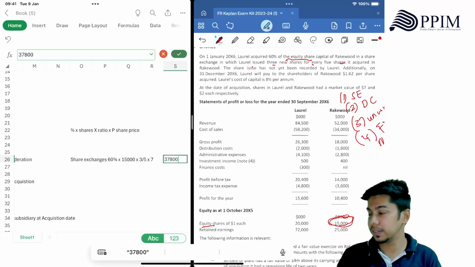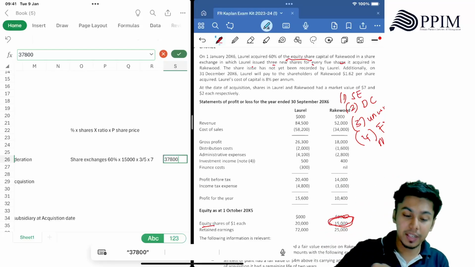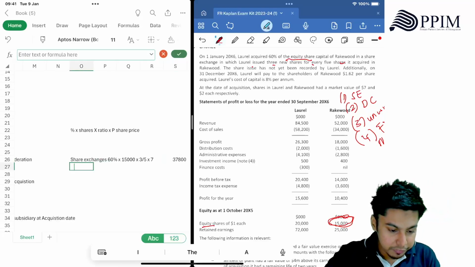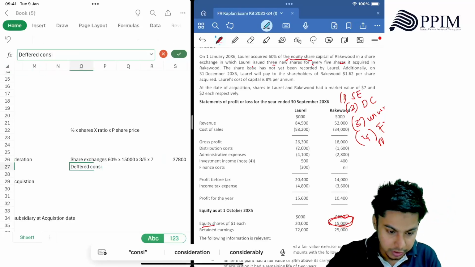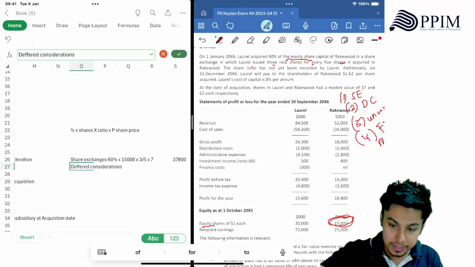Yeah, correct, good, 37,800. Okay guys, then what did I ask you to calculate? Deferred consideration. Okay, check and see, guys. Deferred consideration, did you all get the correct answer? Right, again, now start going through the question.